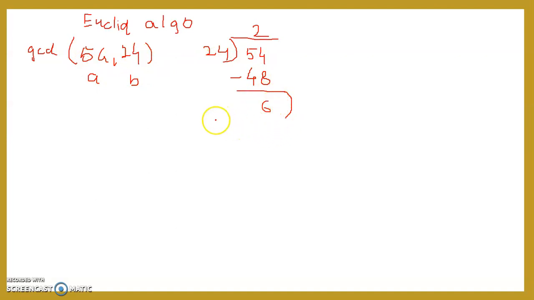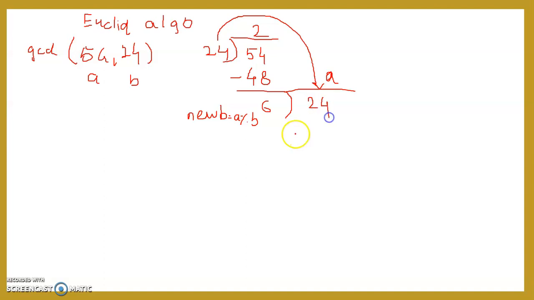So now this 6 is the new B for further calculation. And how did we get this new B? We got this new B as A mod B, right? Now what is A for this calculation? A is simply take this 24 from here and put here. So this is your new A. Now once again divide. So what is the division? 6 4s are 24, and now we get the remainder as 0.